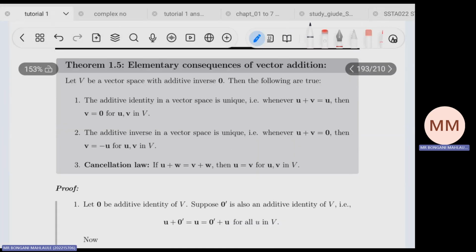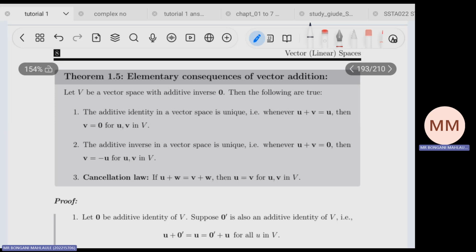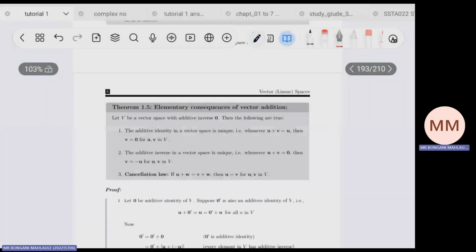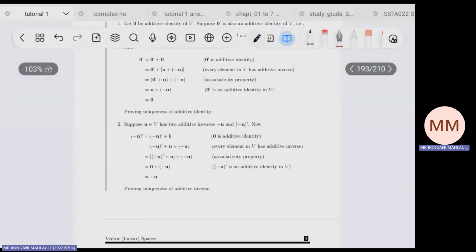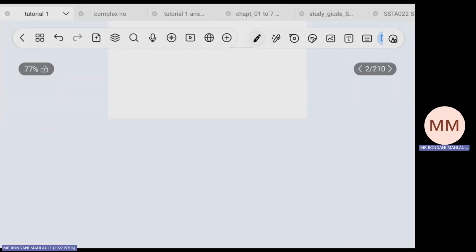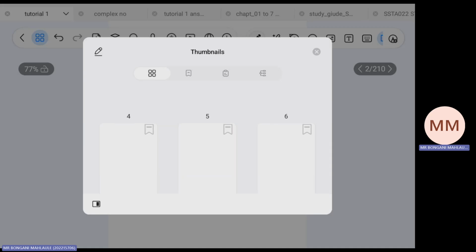So here we'll be focusing on these few proofs, the elementary consequences of adding vectors, and also when you are having scalars. So I'll be showing you how to prove this.